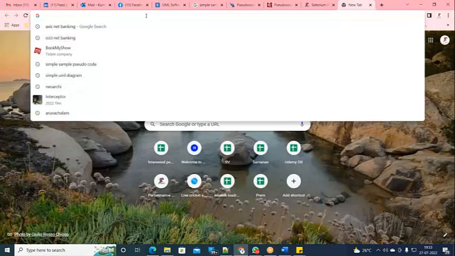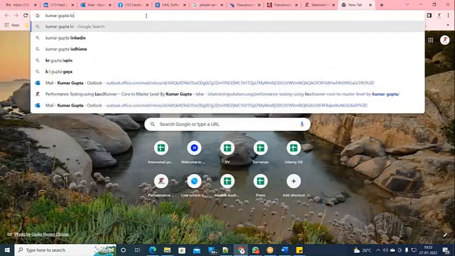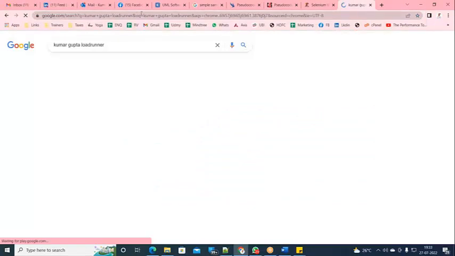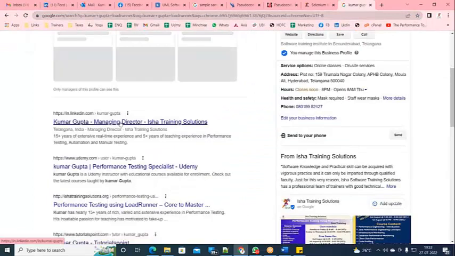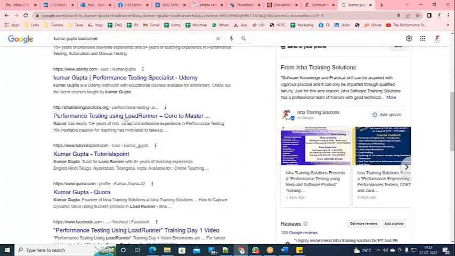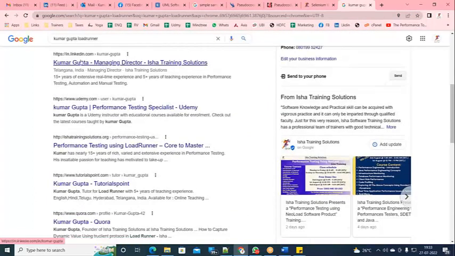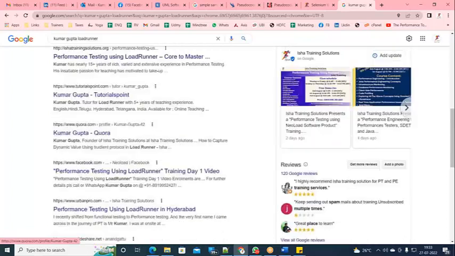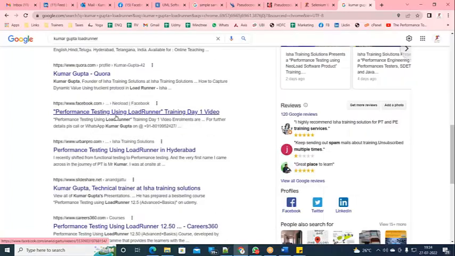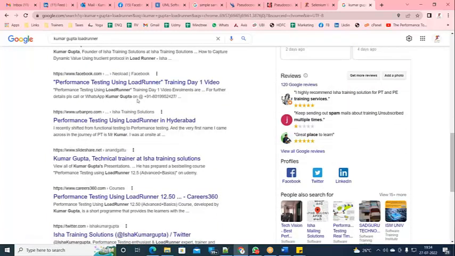Or you just do a simple thing. Just search Kumar Gupta and LoadRunner. You will see hundreds of articles from me. These are all my articles. I have my courses on Udemy. I am a managing director of Isha, and I am everywhere on Tutorials Point. My classes are there. I'm there on Quora. I'm there on Facebook. Everything, everywhere I am there. So you can check my face from there.